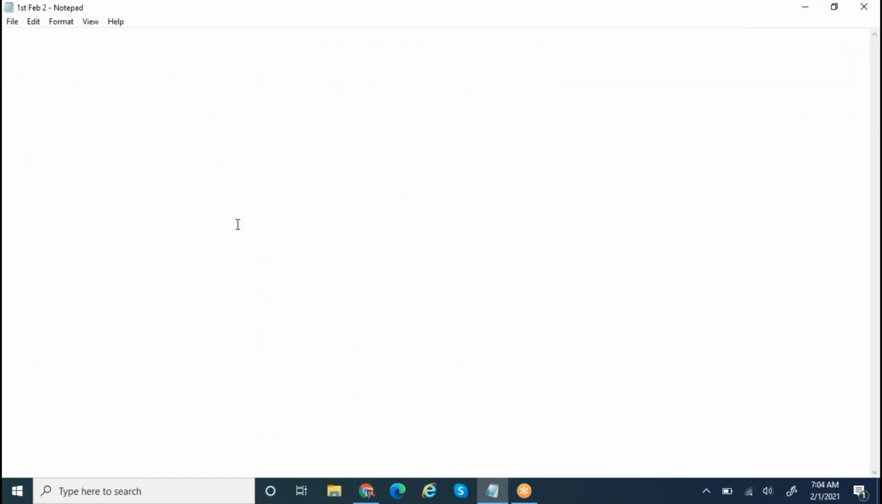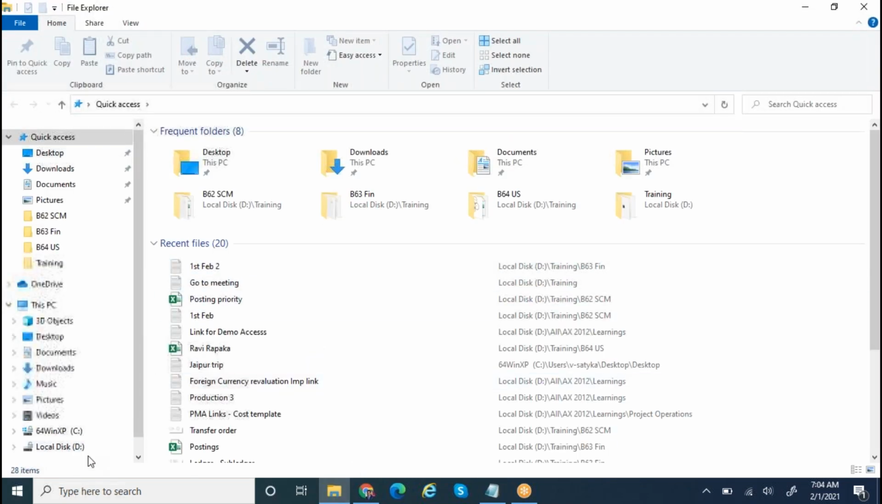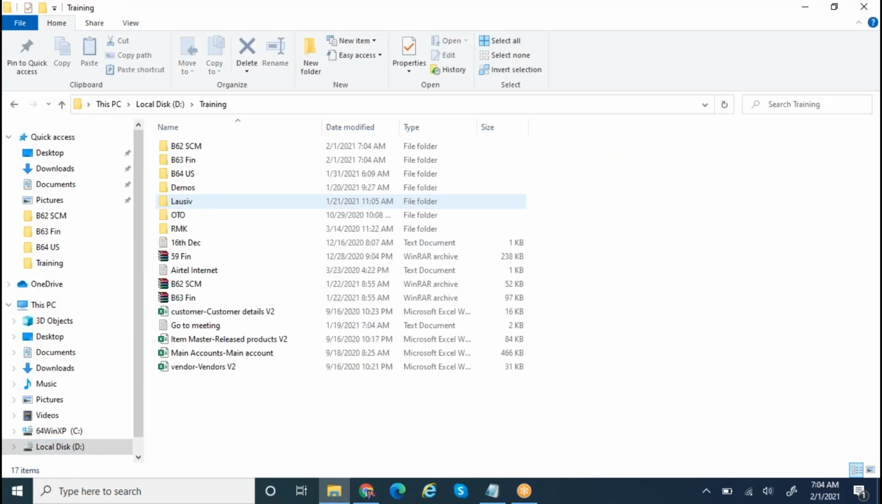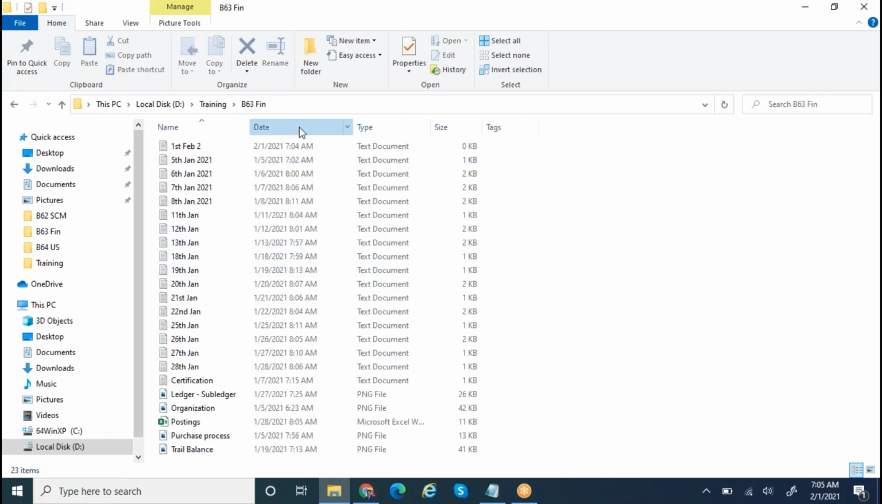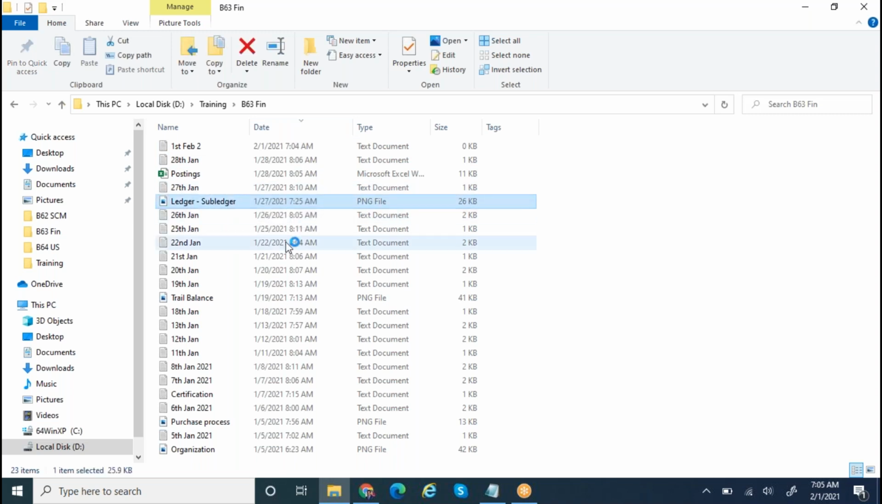Fine. Last time we were discussing postings, how it will be like the ledger subledger concept. Ledger subledger concept we are learning. Let me show you that one, what we were discussing. This one.